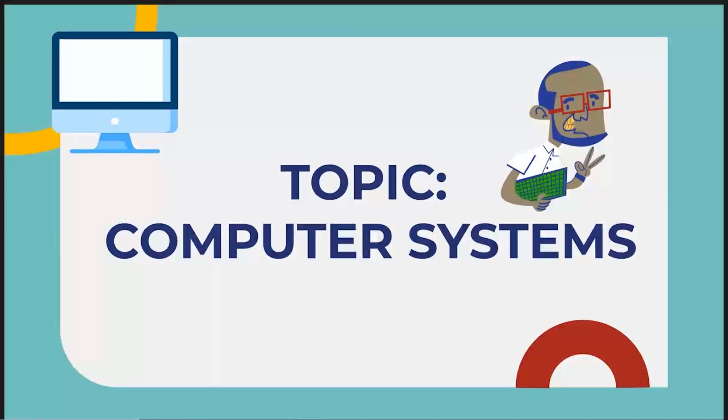Okay, so the next topic we'll be going over is computer systems. First, we have to ask, what is a computer? From what we know, a computer is an electronic device which accepts information, processes it, and gives some sort of output out.